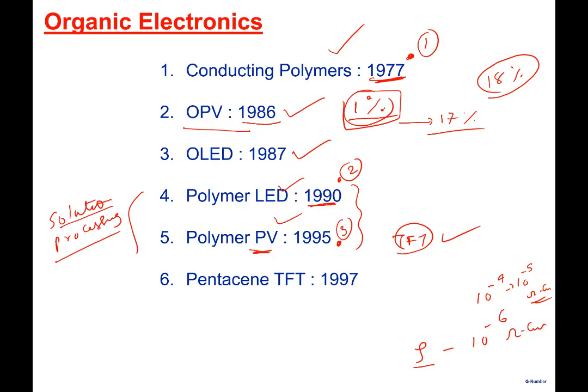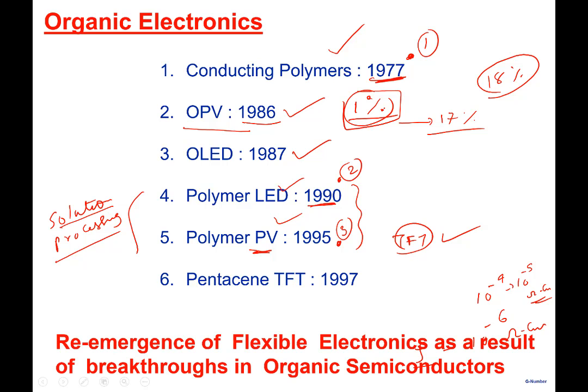So you find that this new field is emerging because of all these breakthroughs that you see in 1977, 86, 87, 1990, 1995. A new field is emerging, which is called organic electronics, or polymer electronics. The new field is all based on amorphous material, and it can all be done on plastics because the temperatures required are very, very low here. So what you find is a new field, this re-emergence of flexible electronics.